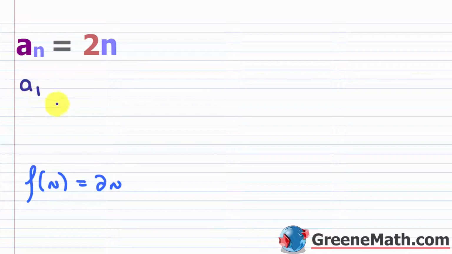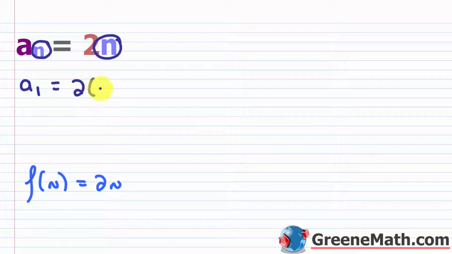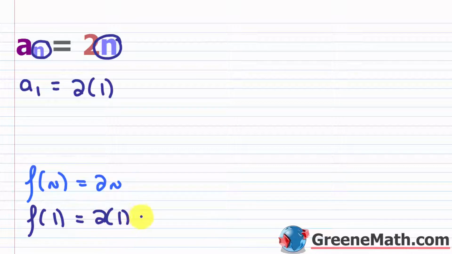So we say a sub 1 is equal to, all I'm going to do is plug in for n. I put a 1 right here. So this is 2 times 1. Just relate this to what we already know. If I had f of 1, what would I do? I would plug in a 1 for n. So this would be 2 times 1 like this, which is 2. Same thing, different notation. Okay, let me erase this.